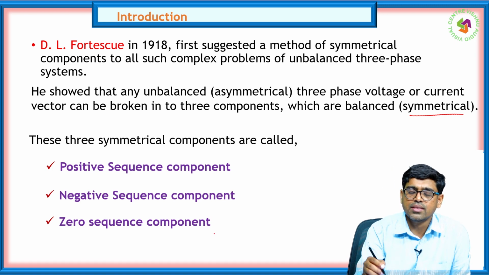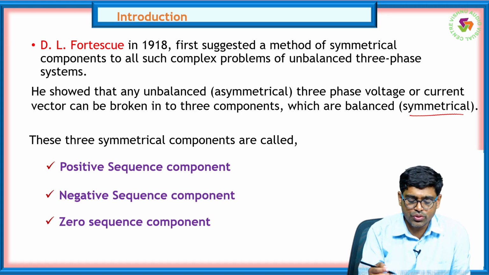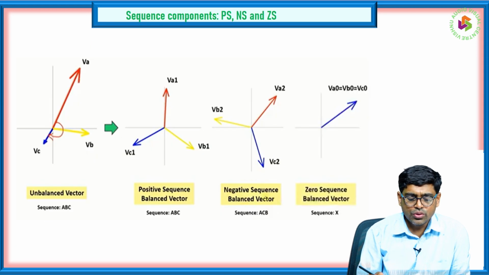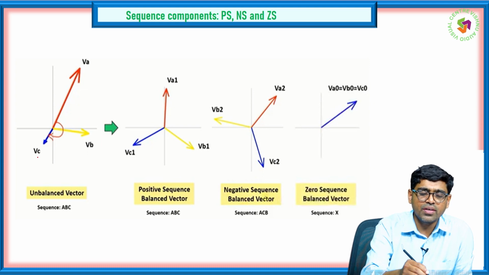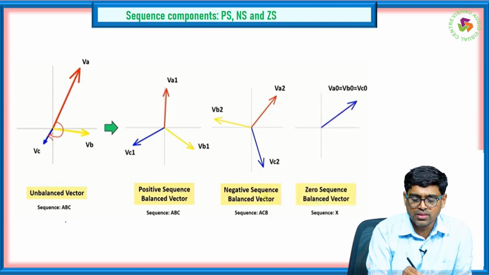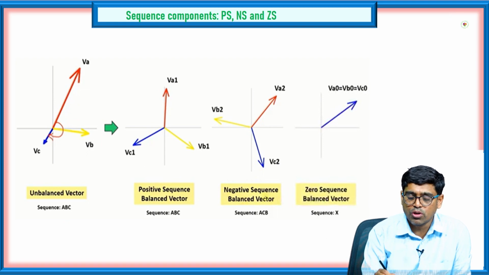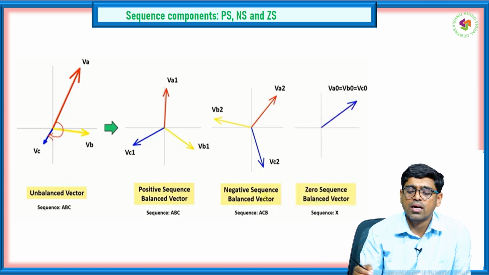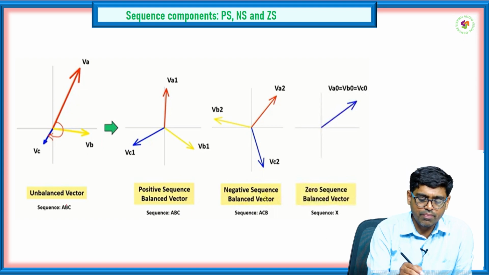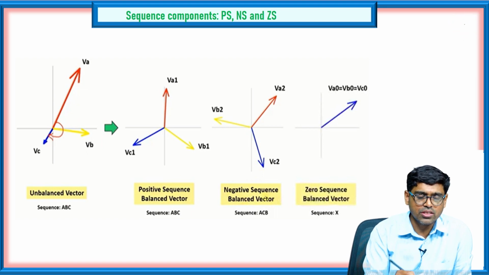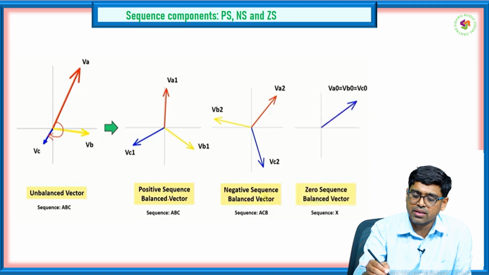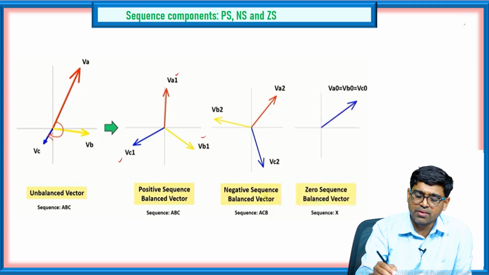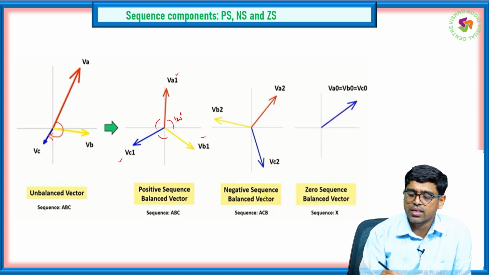So we need to analyze this unbalanced quantity, and we take the positive, negative and zero sequence components. This unbalanced vector, with A phase, B phase and C phase, has different magnitudes and phase angles, but the balanced positive, negative and zero sequence vectors are called symmetrical components. These are the unsymmetrical components or unbalanced vectors. Now the balanced vector with a positive sequence has VA1, VB1, VC1. All have the same magnitude and 120 degrees displacement.